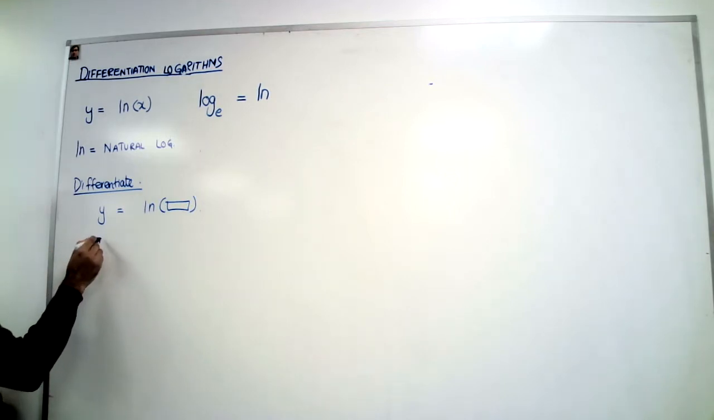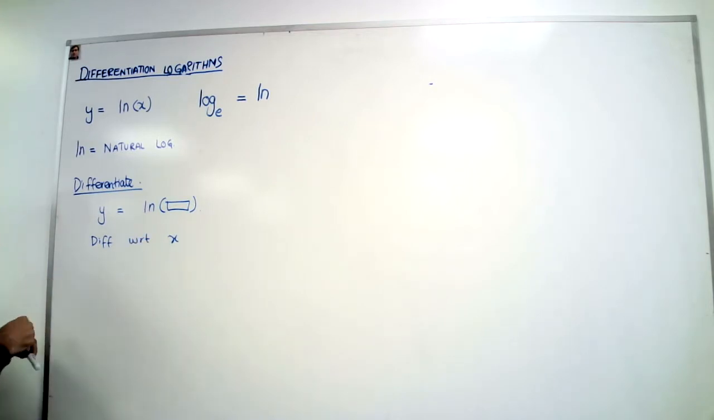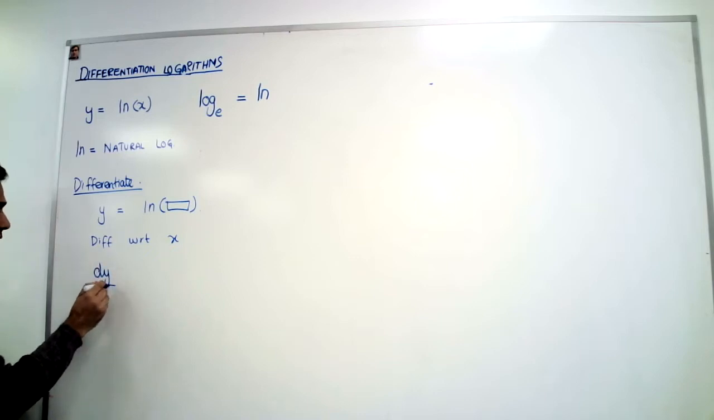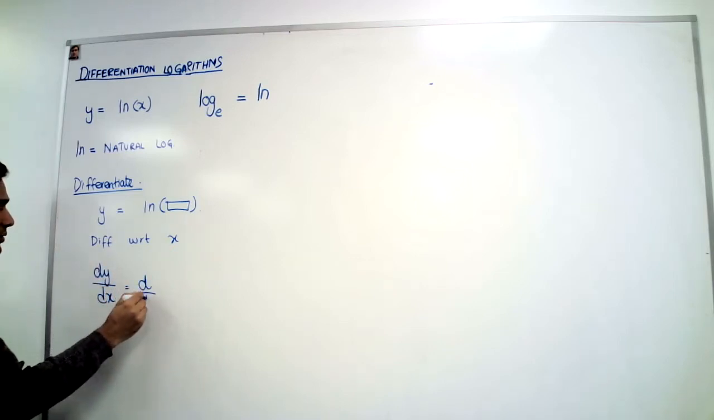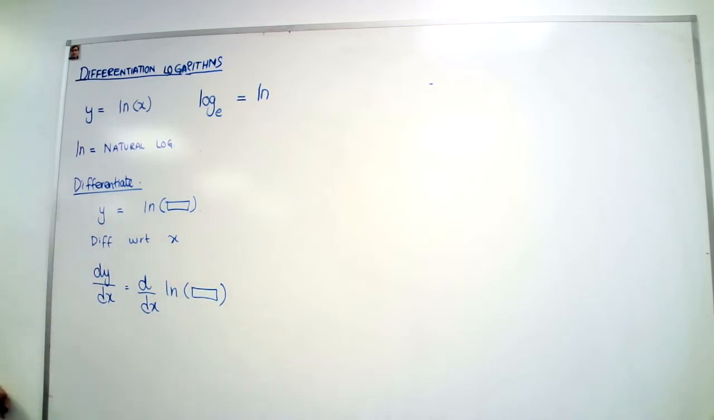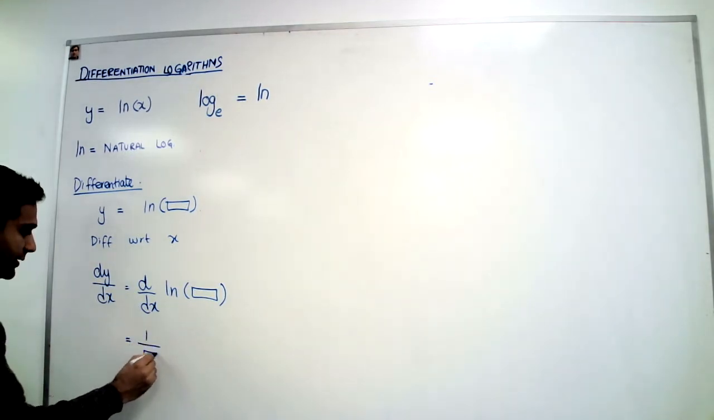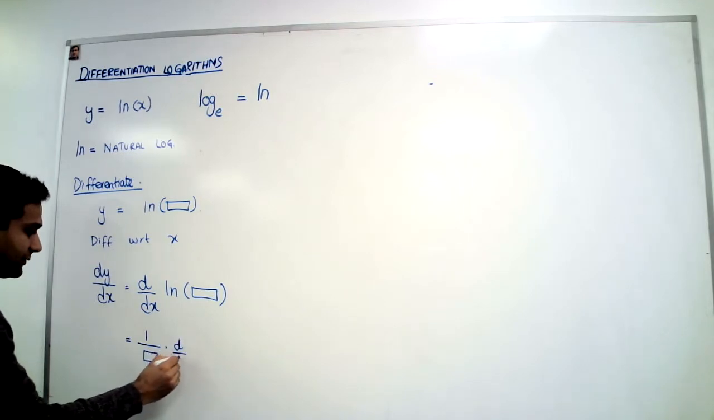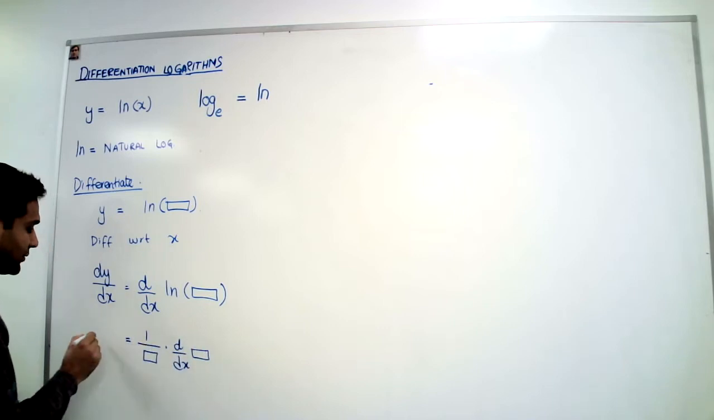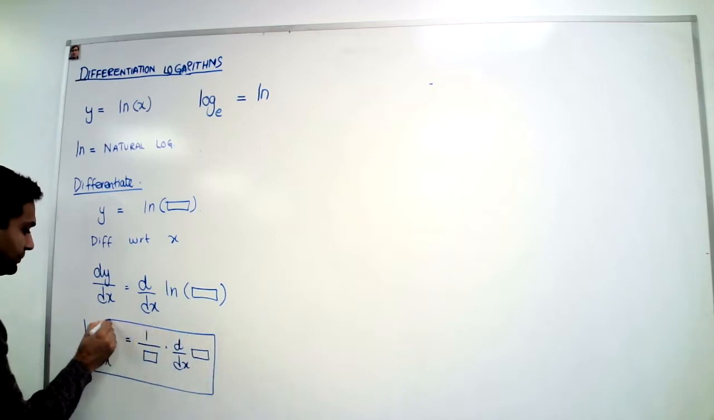So if I differentiate that one, the rule says differentiate with respect to x. dy over dx equals d over dx of ln of a box. In the box, it can be anything. Now, the rule says it's 1 over the box and then the differential of the box. This is the rule you need to know. I call this one the box rule. So this is the rule you need to know and quite important.